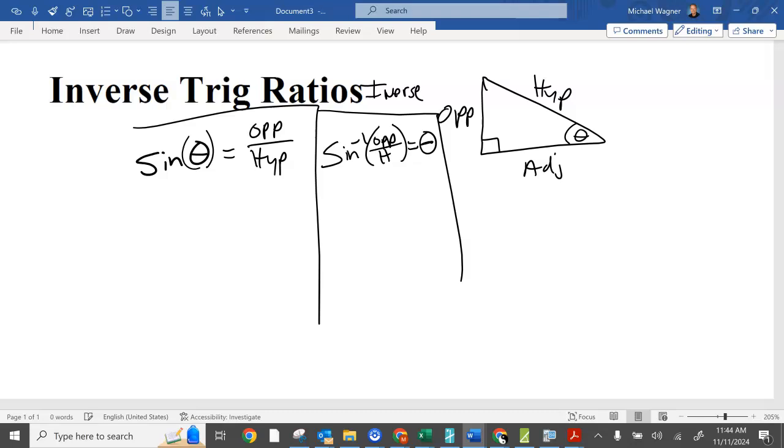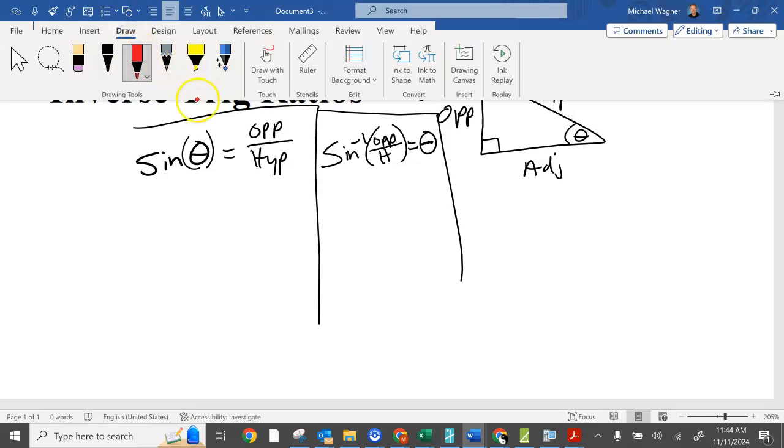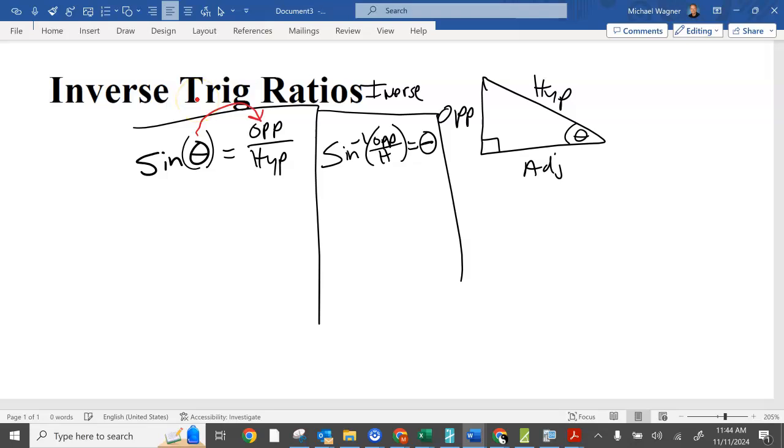So again, it's kind of flipped. Instead of taking an angle and then getting to the sides, or at least one of the sides, now we're going to start with the sides and we're going to get to the angle. See how that works? So what are the other ones?